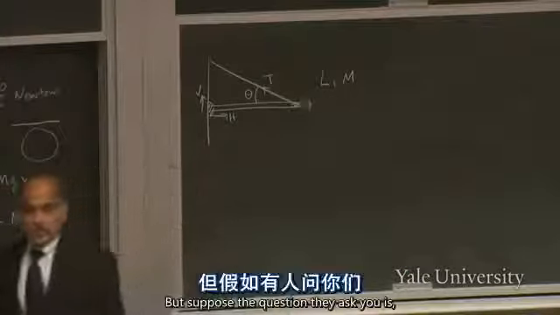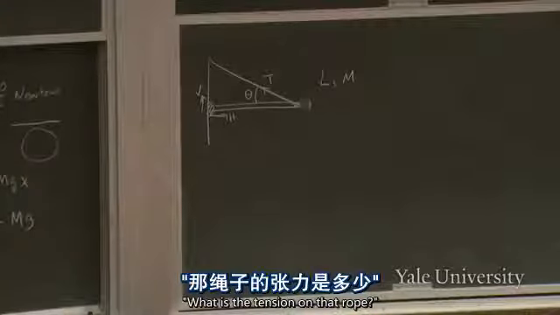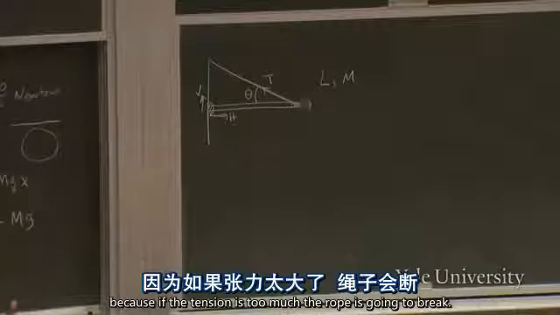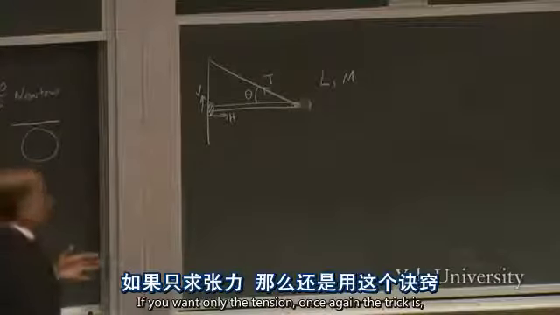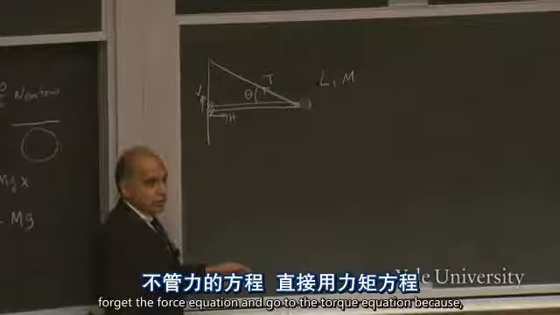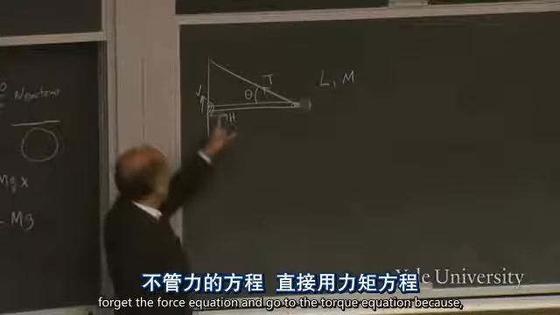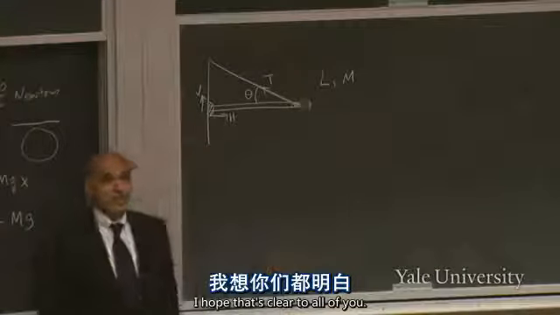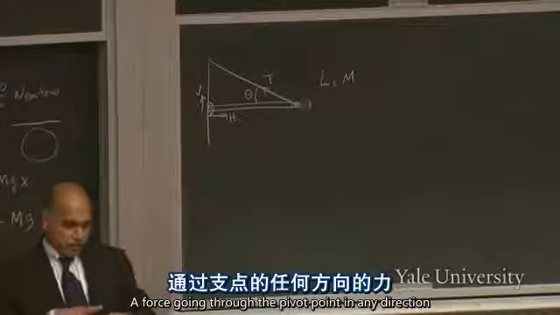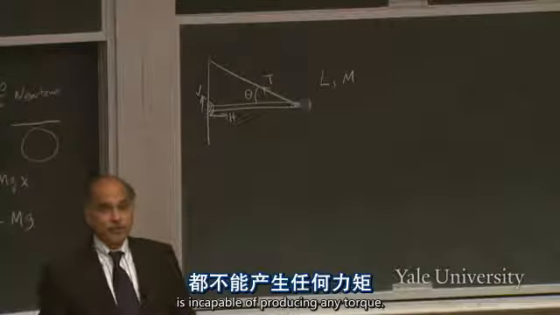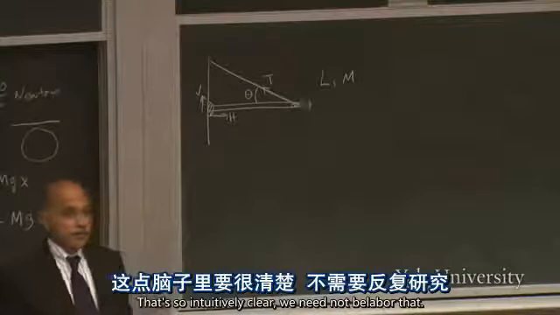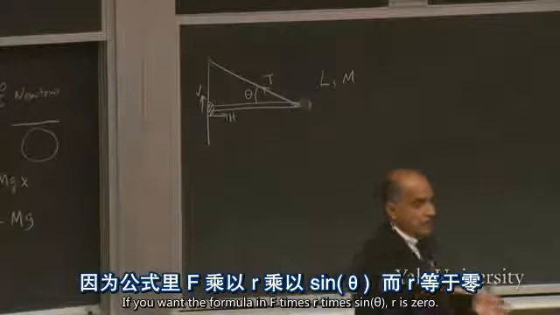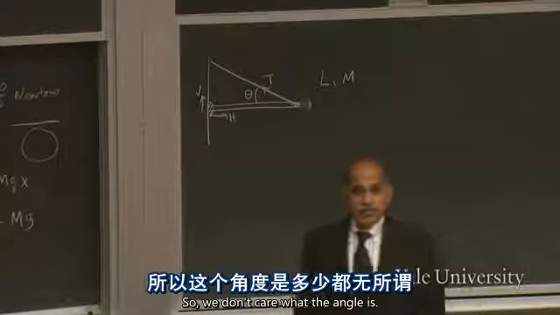But suppose the question they ask you is, what is the tension on that rope? And suppose that's the crucial issue, because if the tension is too much, the rope is going to break. If you want only the tension, once again the trick is, forget the force equation and go to the torque equation. Because if you go to the torque equation, you banish both V and H. I hope that's clear to all of you. A force going through the pivot point in any direction is incapable of producing any torque. That's so intuitively clear, we need not belabor that. If you want the formula in F times R times sine theta, R is 0. So we don't care what the angle is.